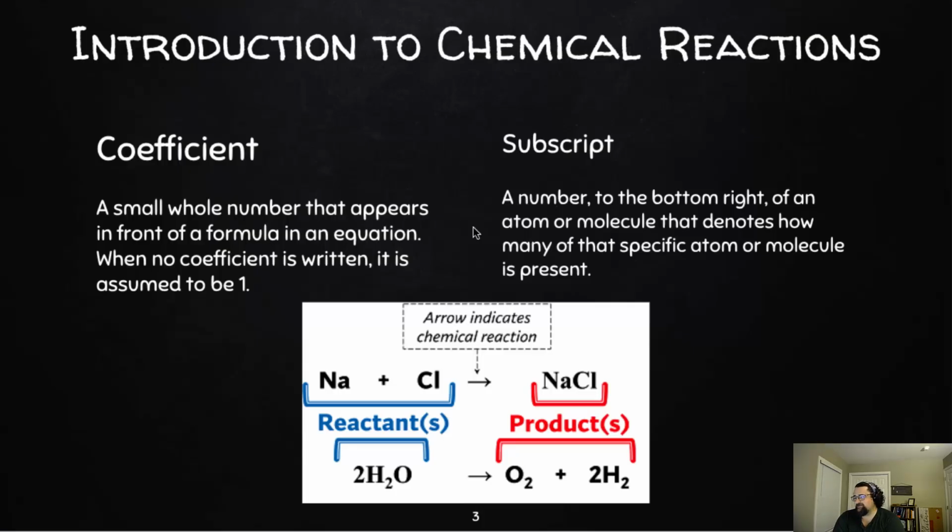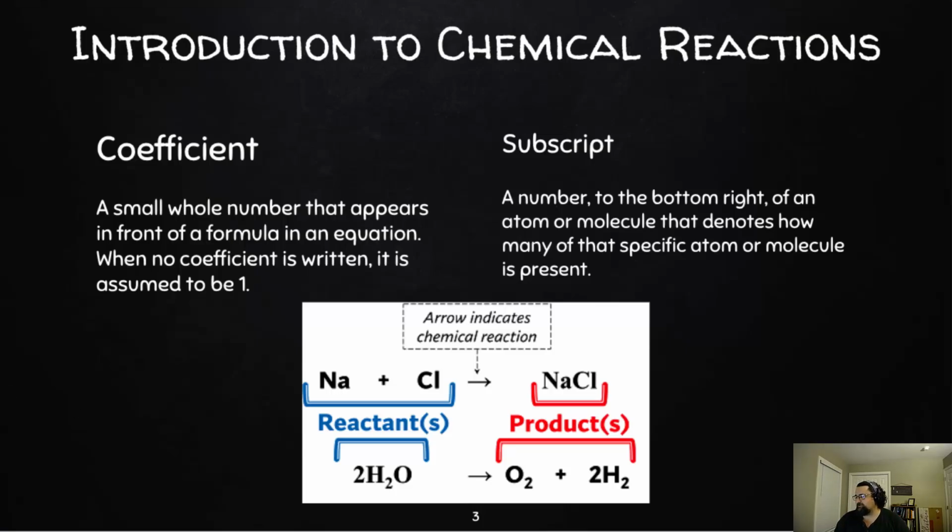When we are balancing today, you cannot ever change the subscript. You can, however, change the coefficient. In fact, you're going to have to. Subscripts you can never change because that'll change what you're talking about. If you take H2O and instead make it H2O2, that now becomes hydrogen peroxide instead of water. So we can't change that.